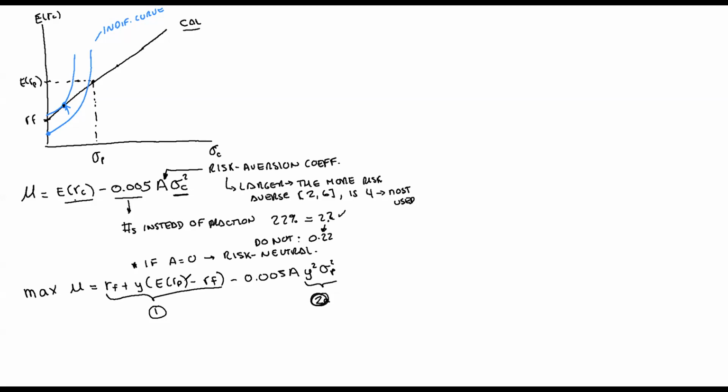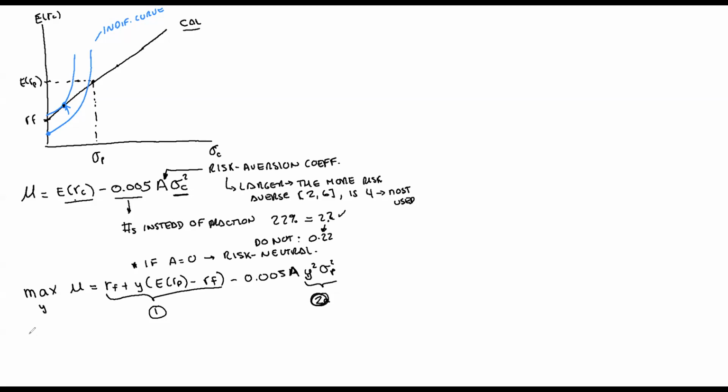A is given. Why? A is your risk profile. Exactly. The only variable that you can change is Y. So that's why it's maximized in terms of Y. You cannot change the expected returns. You cannot change the volatility. That's given by the market. The only thing that you can decide on is Y. So that's why the optimization is going to be in terms of Y.